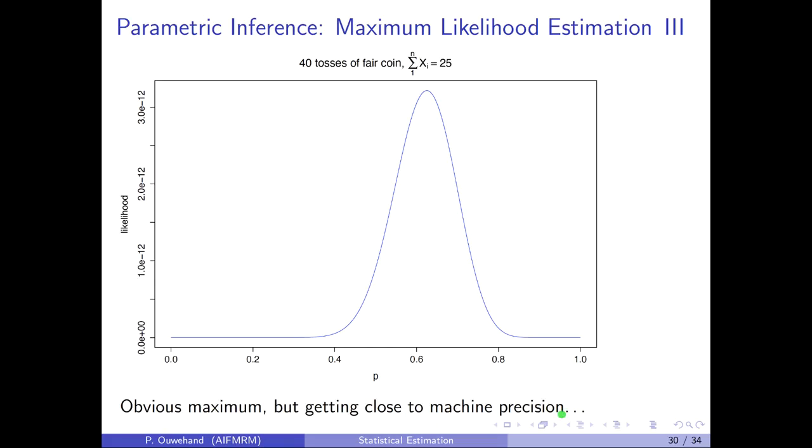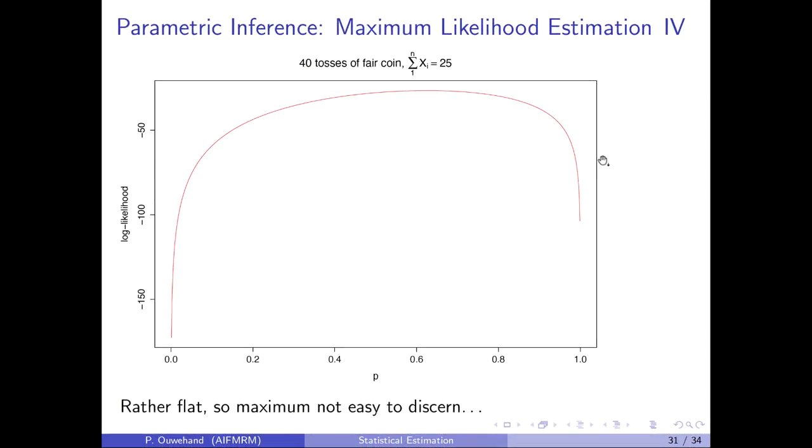And this gives us the second reason why we might prefer to maximize the log likelihood function rather than the likelihood function. If we plot the log likelihood function as a function of p, then the numbers are not nearly as small. However, it has the disadvantage that the log likelihood function becomes rather flat, and so the maximum is not as easy to discern as it was on the previous graph. And this flatness can be a problem for your optimizer, particularly if you set your tolerance too high.